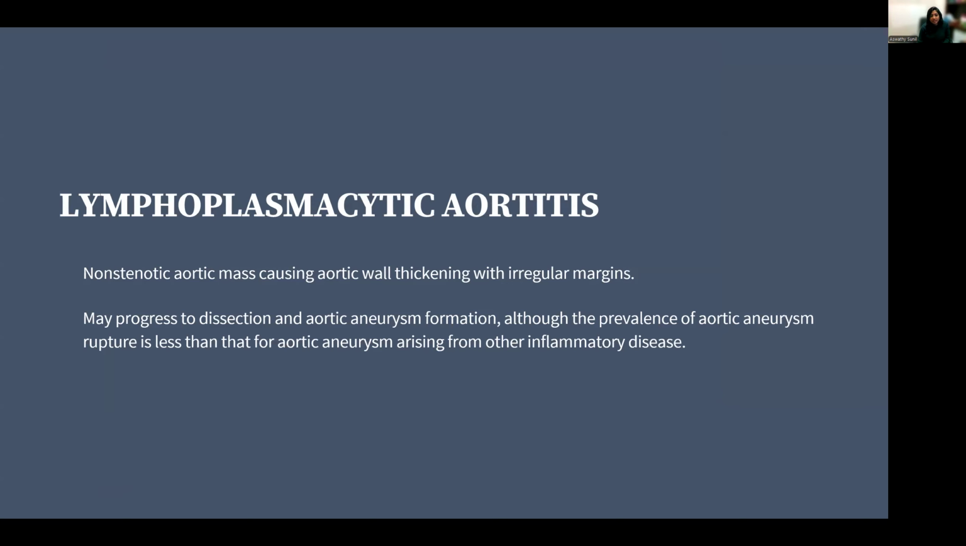Coming to lymphoplasmacytic aortitis, this is a non-stenotic aortic mass causing aortic wall thickening with irregular margins. It can progress to dissection, it can even lead to aortic aneurysm formation, but the prevalence of aortic aneurysm rupture is much less compared to aortic aneurysm caused by other inflammatory conditions.